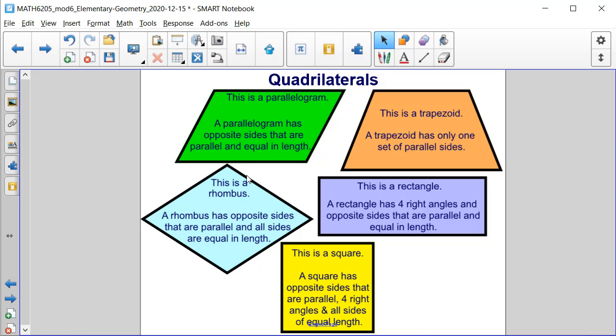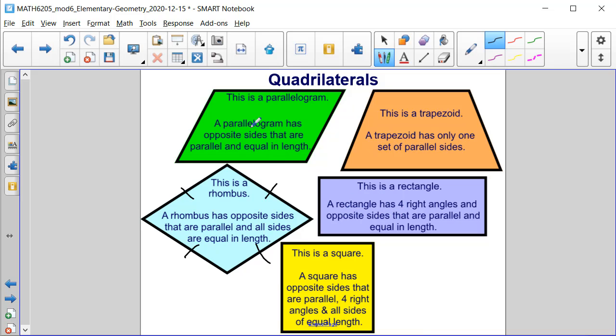A rhombus is one of the special types of parallelograms, and just as a parallelogram has opposite sides that are parallel, so does a rhombus. The thing that makes a rhombus special is that all of its sides are equal in length. So all 4 of these sides are equal in a rhombus. The next shape that we have is a rectangle.